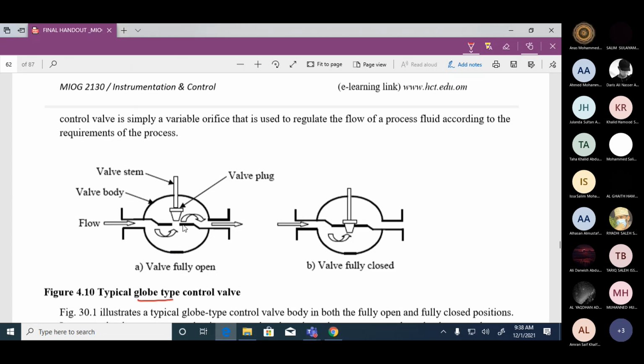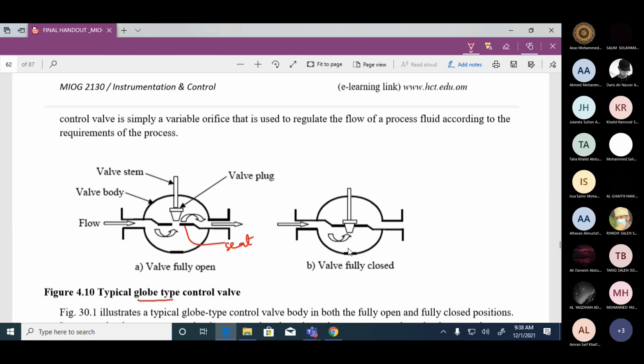This is the opening through which the flow can pass. If the valve stem is pushed down, the plug will close. When it closes, no flow can pass through. This is the valve being fully closed. That means the valve body has inside it the seat. This is called the seat. Then it has the valve plug and the valve stem, and this whole thing is called the valve body. I've shown you two pictures, the valve being fully open and fully closed.